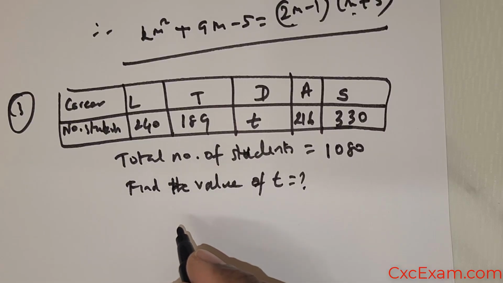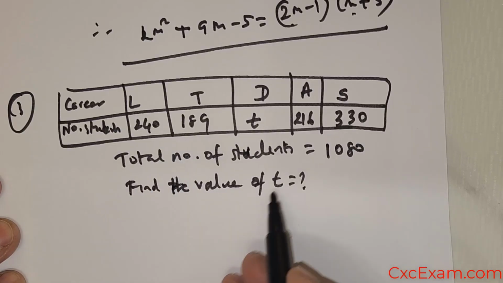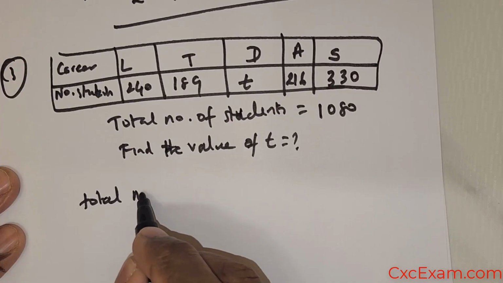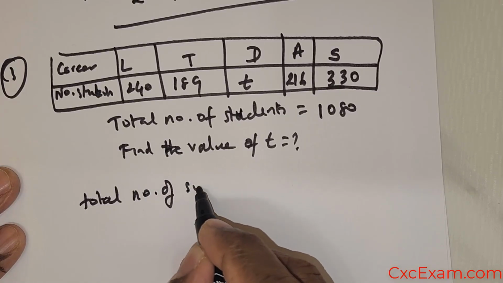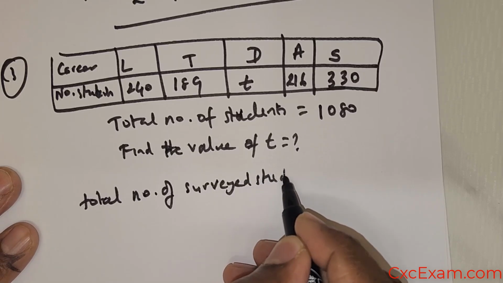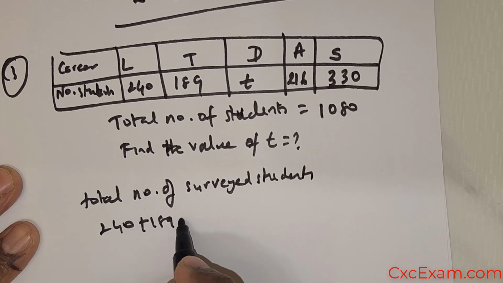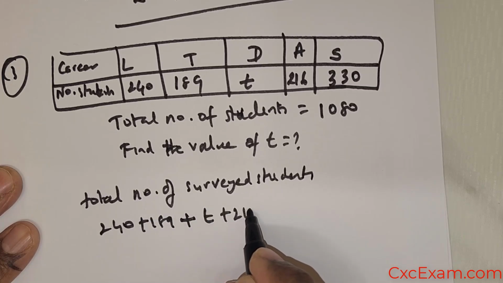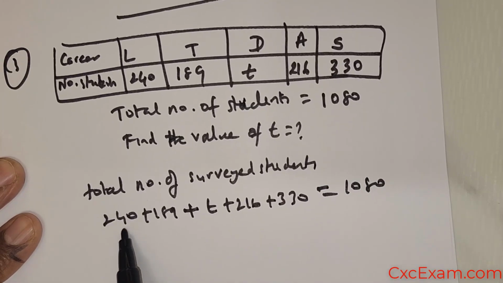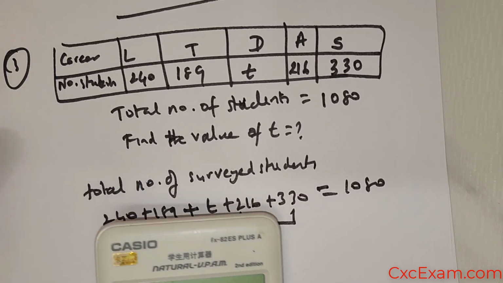So how are we going to do this? It's simple. Just add up all of these. The total number of surveyed students is 240 plus 189 plus T plus 216 plus 330, which is equal to 1080. Now you add all of these. You can use a calculator.